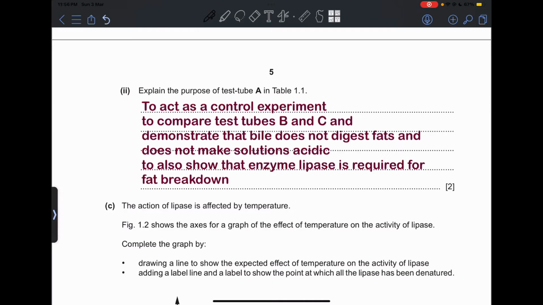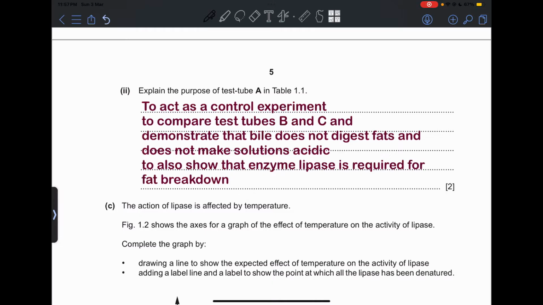So of course we know that bile just breaks down the fat from large molecules into smaller molecules, so there is not really anything inside the bile that can make the solution become acidic. And also it shows that the enzyme lipase is required for fat breakdown because the solution didn't turn acidic unless it had lipase.